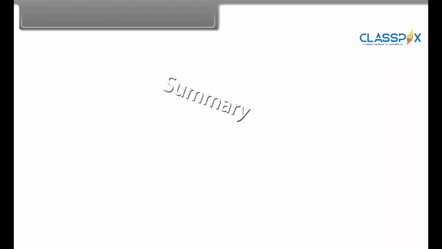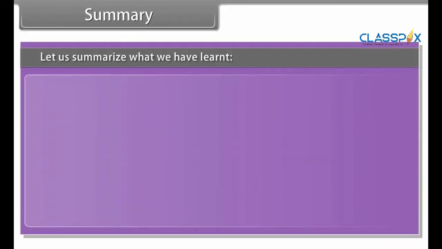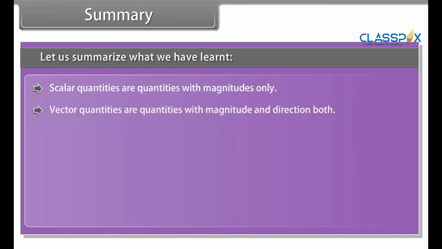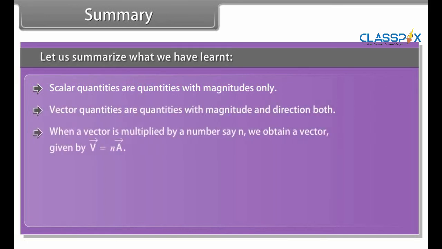Summary. Let us summarize what we have learned. Scalar quantities are quantities with magnitudes only. Vector quantities are quantities with magnitude and direction both. When a vector A is multiplied by a number say n, we obtain a vector v given by v vector equals n times A vector.